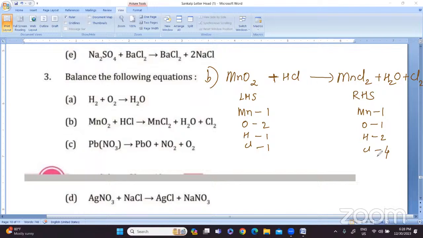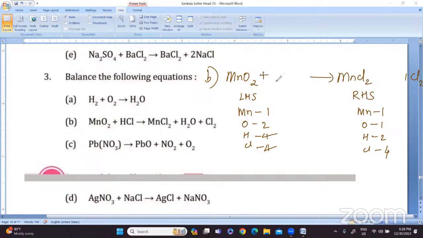Yes, students, try. So the chlorine atoms, here there are four. So if I write here 4 HCl, this becomes 4, hydrogen becomes 4. Now I have to balance here 4. So if I write 2 oxygen here, I'll write it properly so that it is properly visible to you, students.